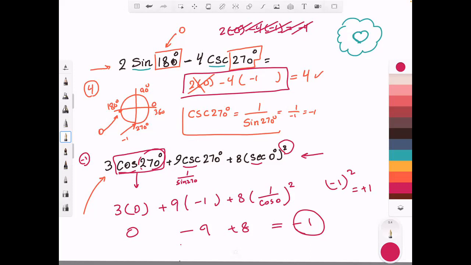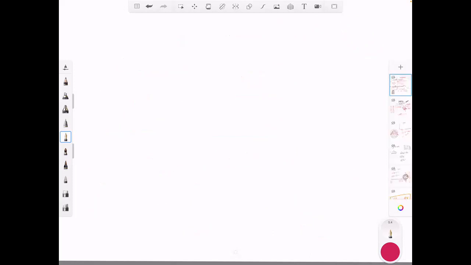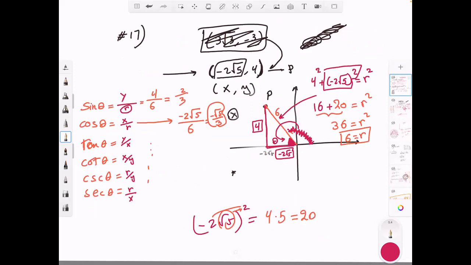All right, any question here? On Monday, we worked on some questions like this. It's a homework question that they give us, I think this is number 17. They give us a point. This is a point, -2 radical 5, comma 4. And they ask us to come up with the 6 trigonometric functions.